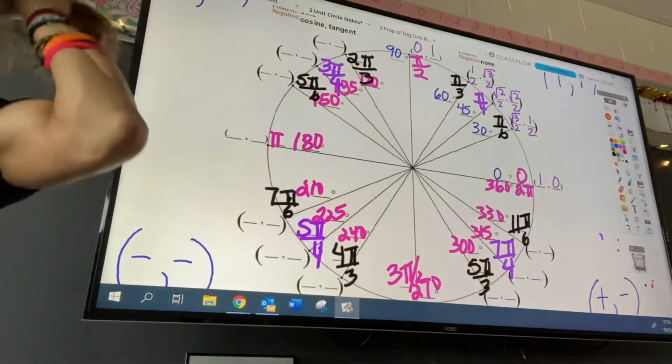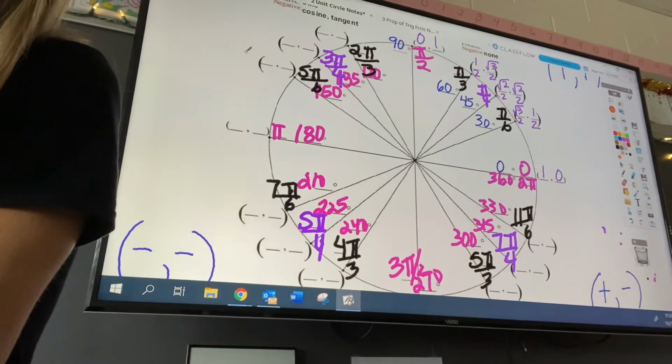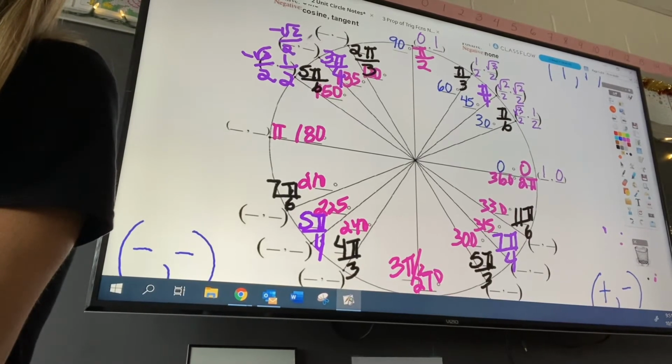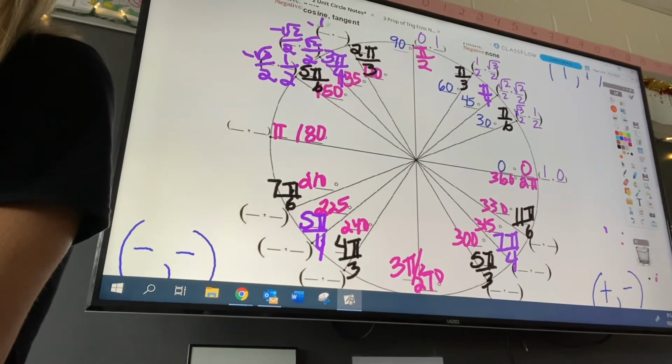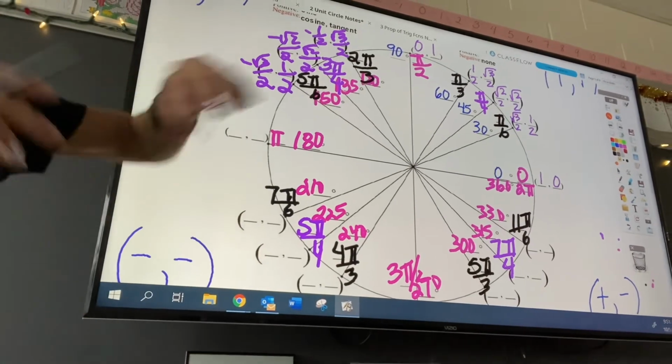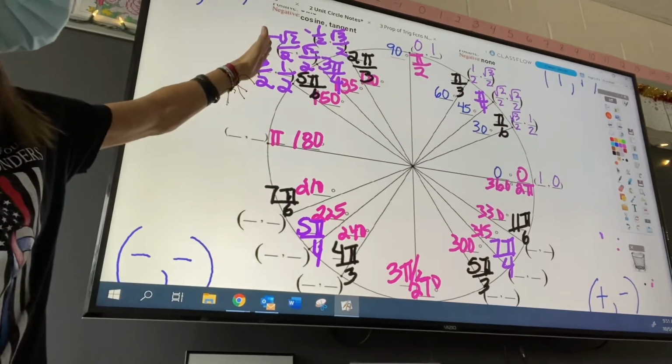So we've got negative root 3 over 2, and then positive 1/2. Negative root 2 over 2, positive root 2 over 2. This is messy. And then negative 1/2, and then root 3 over 2. So in the second quadrant, the x value is negative and the y value is positive. That is so messy, sorry.